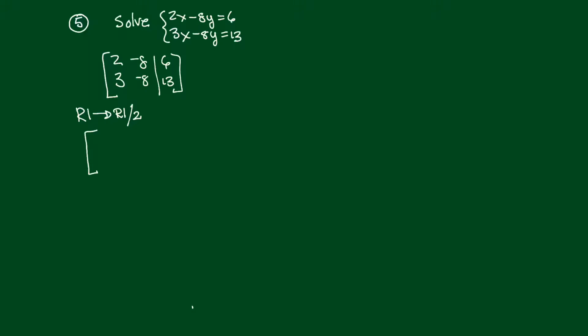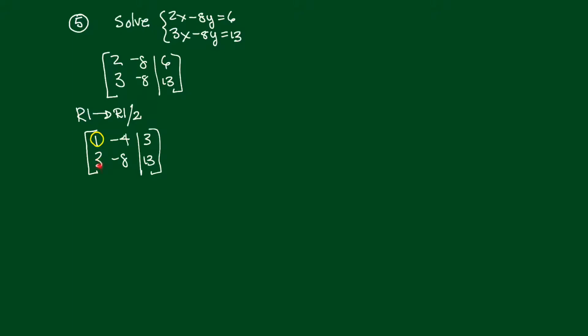Just look at row 1 and divide every element, all three of those, by 2. We'll get a 1, a -4, and a 3. Row 2 stays the same: 3, -8, 13. Now I've got a 1 in that top left position, and I'm going to call that my pivot element. I'll circle it. And I'm looking to get a 0 in the position below it.